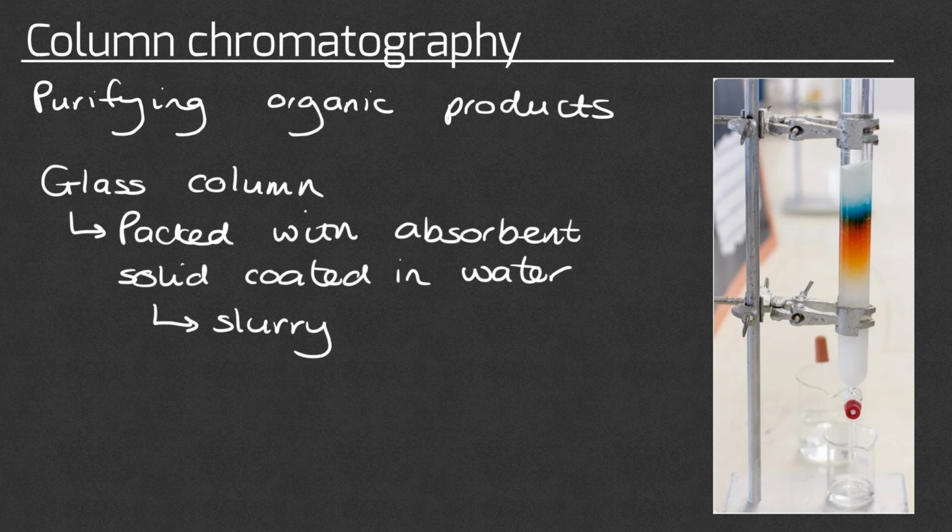So in column chromatography, we have a glass column which is packed with an absorbent solid coated in water, and this forms something called a slurry. For example, we might use silica powder soaked in water, and that is the white slurry you can see inside the bottom bit of the column. This is our stationary phase.